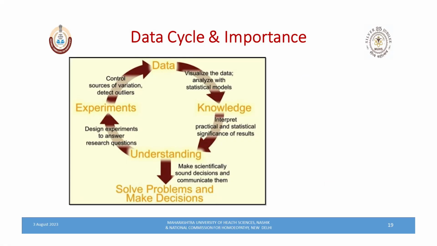Data cycle and importance. Data, knowledge, understanding, experiments. This cycle continues, which leads to solve problems and make decisions. So data: visualize the data, analyze with statistical models. With knowledge, interpret practical and statistical significance of results. Understanding, make scientifically sound decisions and communicate them. Experiments, design experiments to answer research question and control sources of variation, detect outliers. Thus, with the help of this cycle, we solve problems and make decisions.